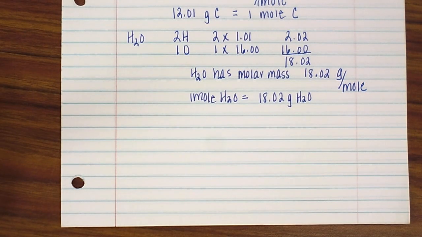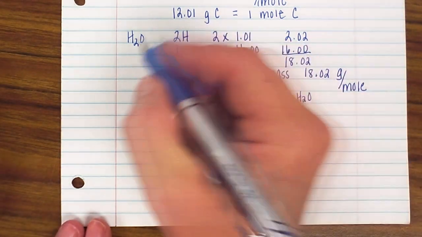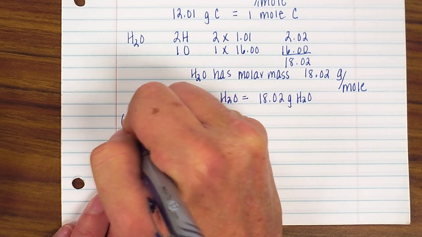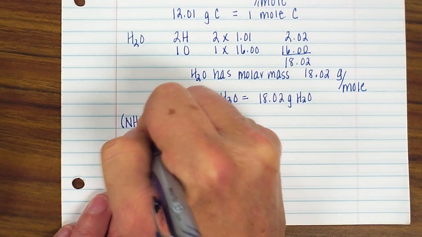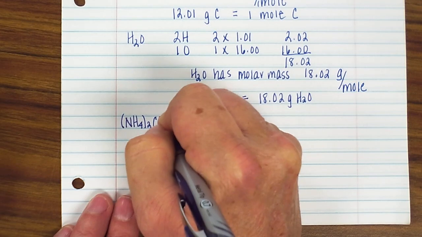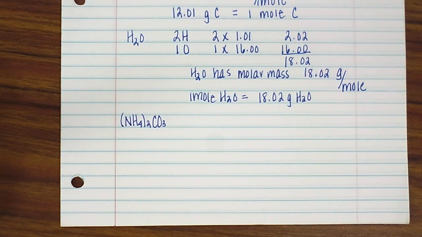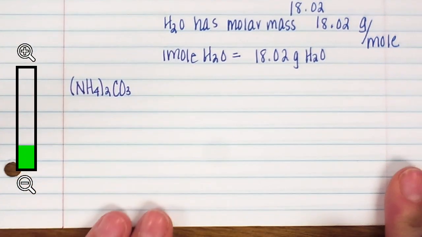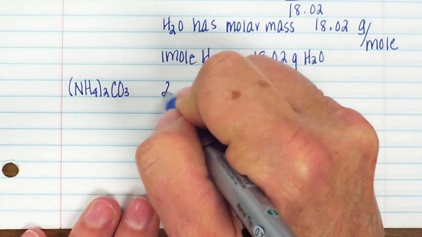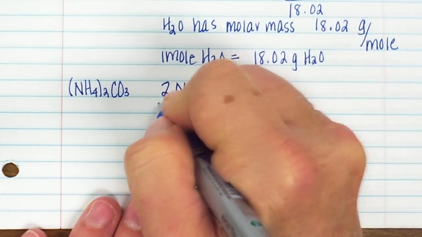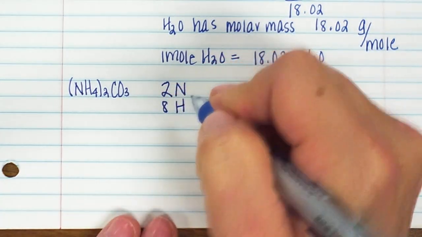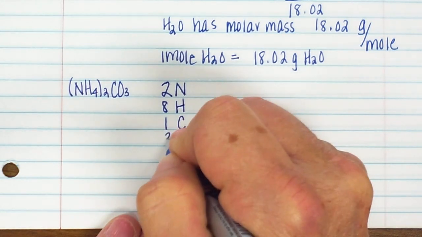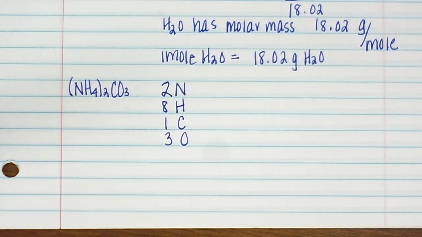All right, let's do one that's a little bit more complicated, okay? So now let's do ammonium carbonate, (NH4)2CO3. I'm going to do the same thing. I'm going to break out my elements, exactly like I did before. So I'm going to start with 2 nitrogens, 8 hydrogens, 1 carbon, and 3 oxygens. So that's what I find in that compound.